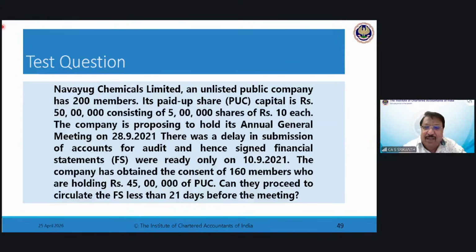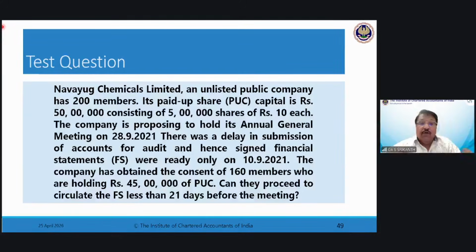There was a delay in submission of accounts for audit. I'm using the words very, very carefully. There was no delay in the audit. There can be no delay in an audit. There was a delay in submission of accounts for audit, and hence signed financial statements are ready only on 10/9/2021. The company has obtained the consent of one. So now they have fixed the date of AGM as 28/9/2021, but their accounts are not available.